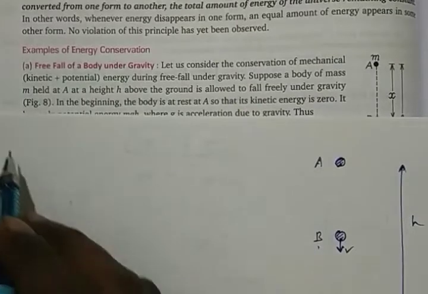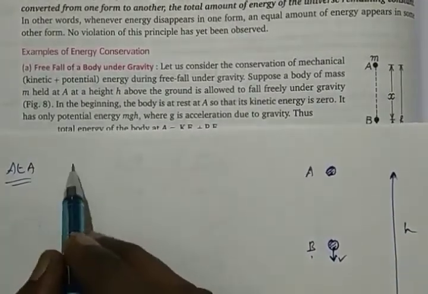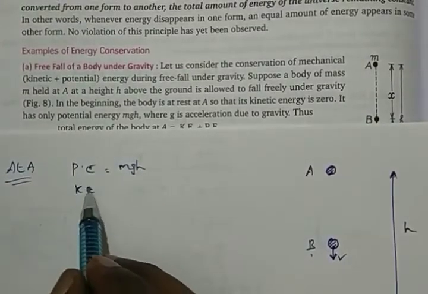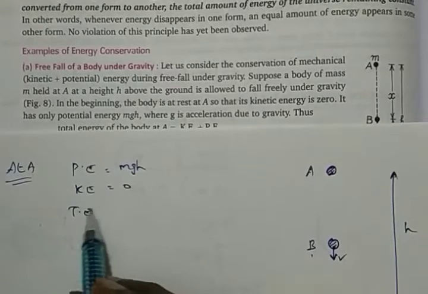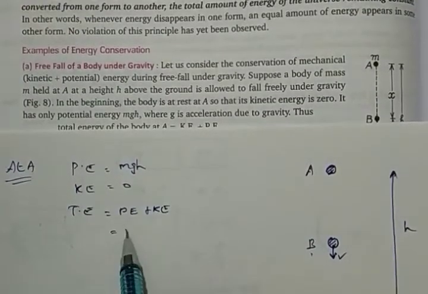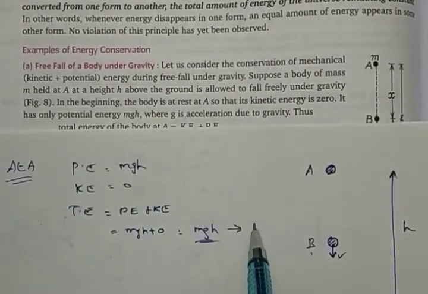Okay, at A, what happens? At A, what is the potential energy? It is equal to mgh. And what is the kinetic energy? It is equal to 0. What is the total energy? Potential energy plus kinetic energy is equal to mgh plus 0. It is going to be equal to mgh. This is equation number 1.